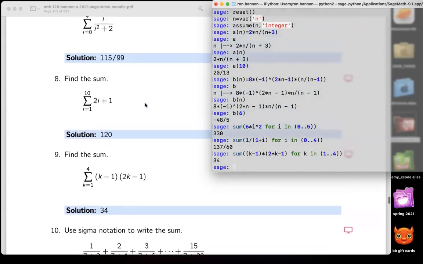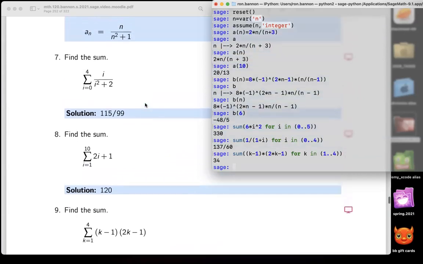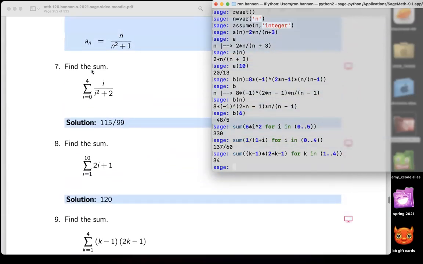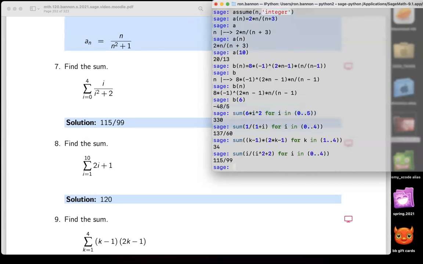You can do this. Now, here's the deal. Could you do other ones? Of course you could. Let's do number 7 now. I'm just going to type in sum: i divided by i squared plus 2, for i in, looking at it, from 0 to 4. What do you get? 115 over 99, just like we did by hand. No different there.